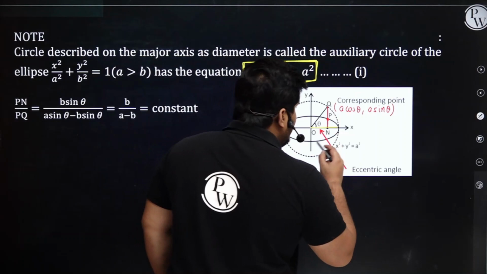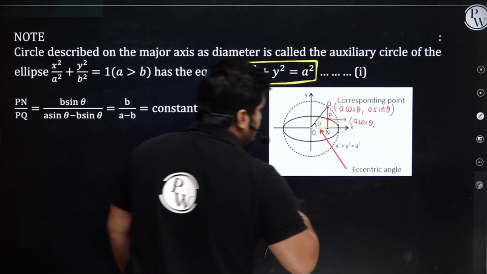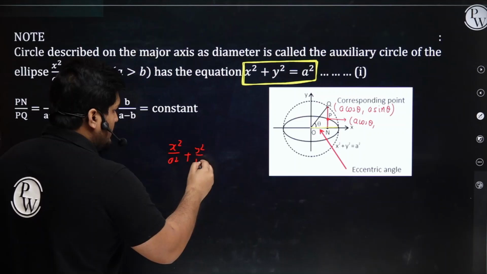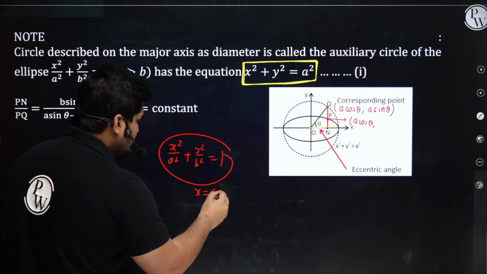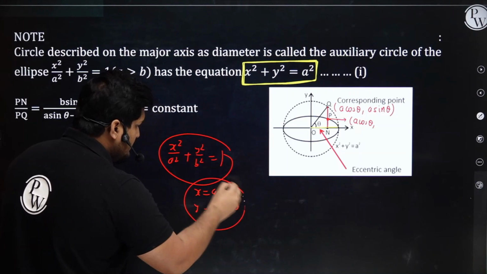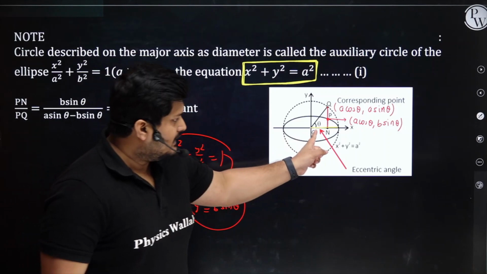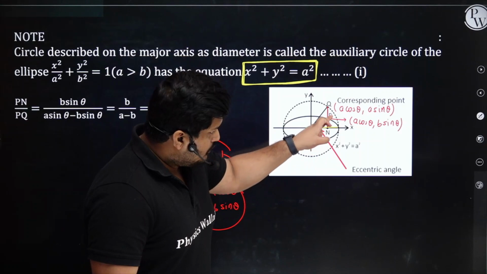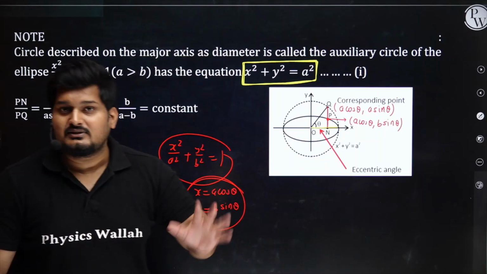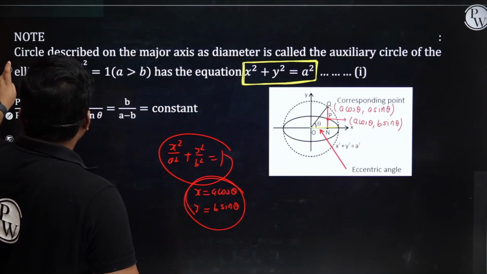So see, for point P, x is the same, a cos theta, right? If you put that a cos theta in x square by a square plus y square by b square equal to 1, if you replace x with a cos theta, guys, what will y be? y will be b sin theta. That is what we'll have here, and that will give you the parametric coordinate on the ellipse. If you have the eccentric angle theta, you can write the parametric coordinate. But remember that theta is not the angle which OP is making with the x axis. No, it is OQ, the point on the auxiliary circle. Let's move ahead. So these are the parametric coordinates we have: a cos theta comma b sin theta. That is it.